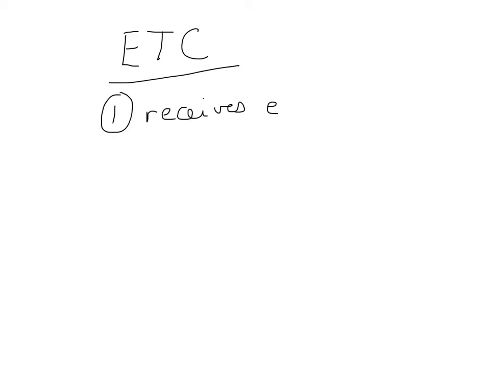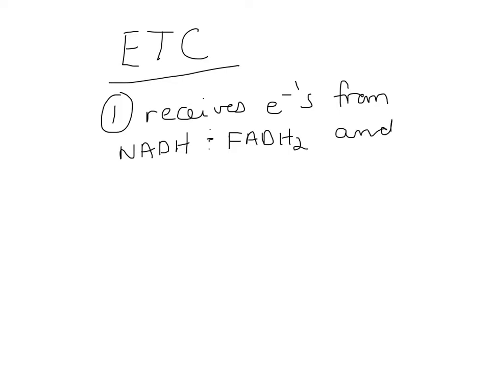So just a quick recap to focus in here. The electron transport chain has two jobs. One, it receives electrons from NADH and FADH2 and transfers them to oxygen, which reduces it to water.